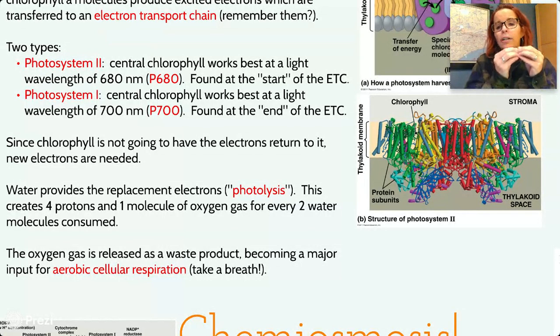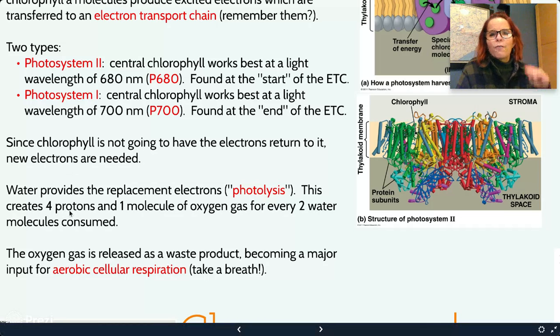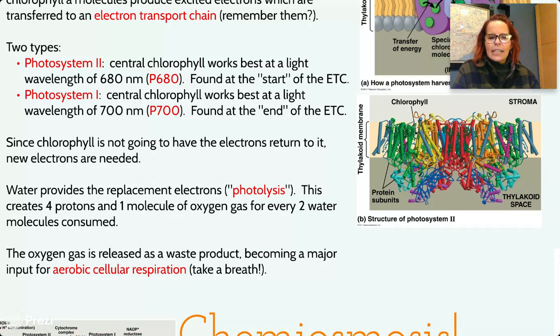So the water, H2O, donates its electrons, it loses its hydrogen ions, and then it's just a single O. Well, you can't have a single O. Oxygen is incredibly reactive. So it immediately finds another O, they covalently bond to each other, and you have an O2 molecule. What that means, however, is that you have to have two water molecules to form the O2 molecule. Not a big deal, but this creates 4 protons, 4 hydrogen ions, and 1 molecule of oxygen gas, O2, for every 2 water molecules that are consumed. The oxygen gas is released as a waste product, becoming a major input for aerobic cell respiration. Good stuff.